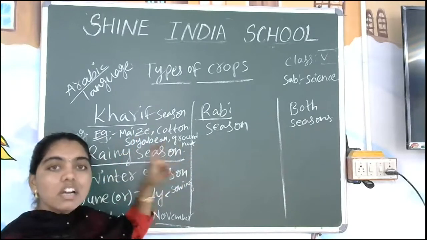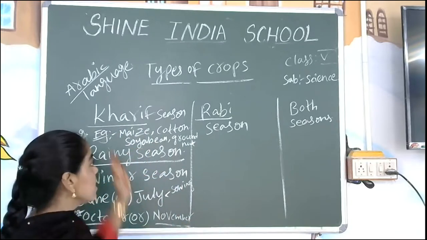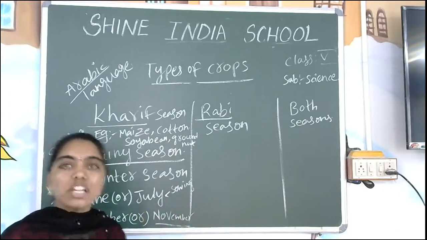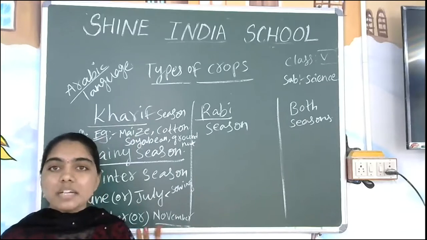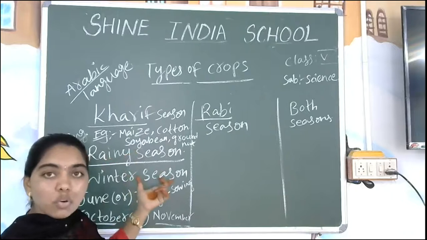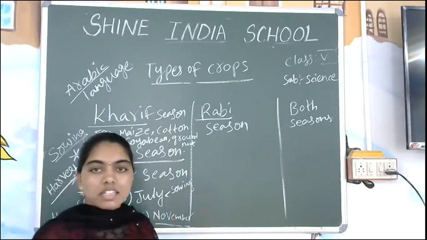What is the second one here? Cotton. Third one, soya bean, and fourth one, groundnut. These are the four types of crops which are mostly grown in kharif season. Why are they grown then? Because they need mostly water. And in which season are they going to be sown? Yes, in rainy season.